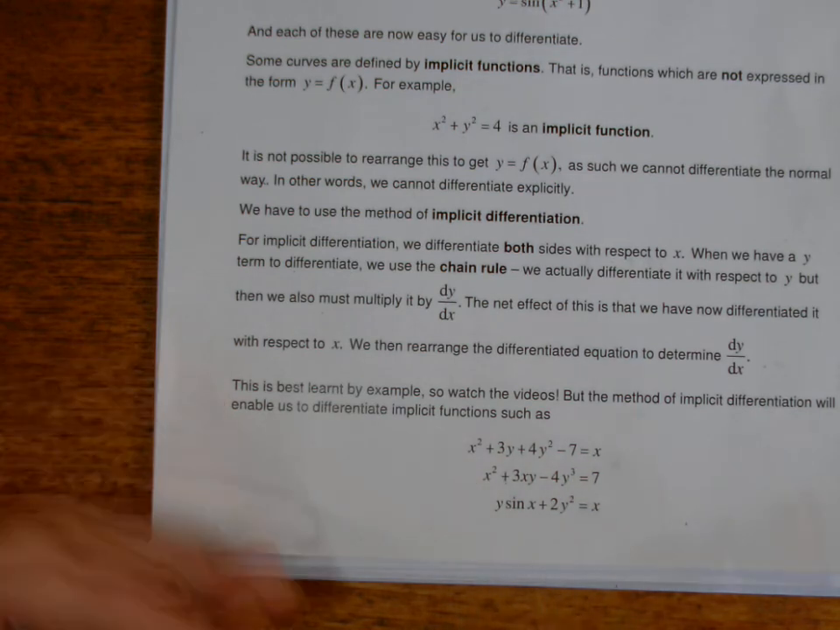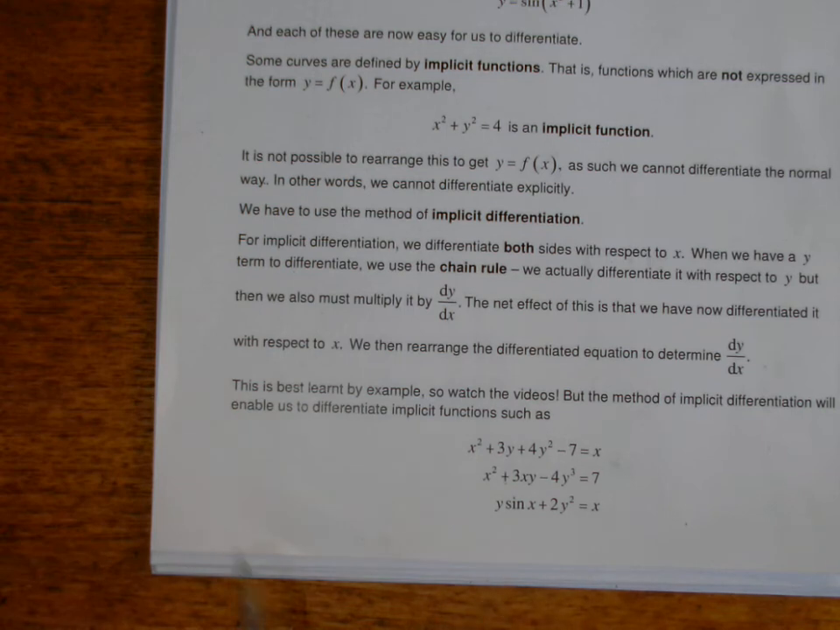So the question is, how on earth are you meant to differentiate these? Because we want to find dy dx. If you remember, dy dx gives us the gradient function, so we can work out the gradient of the curve at any particular point. So it's important for these curves that we're able to find the gradient function, dy dx. So how do we go about doing it?